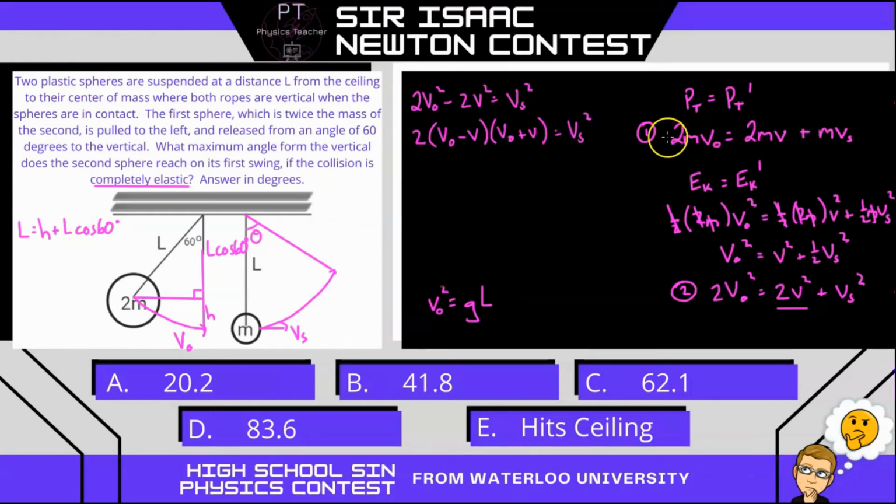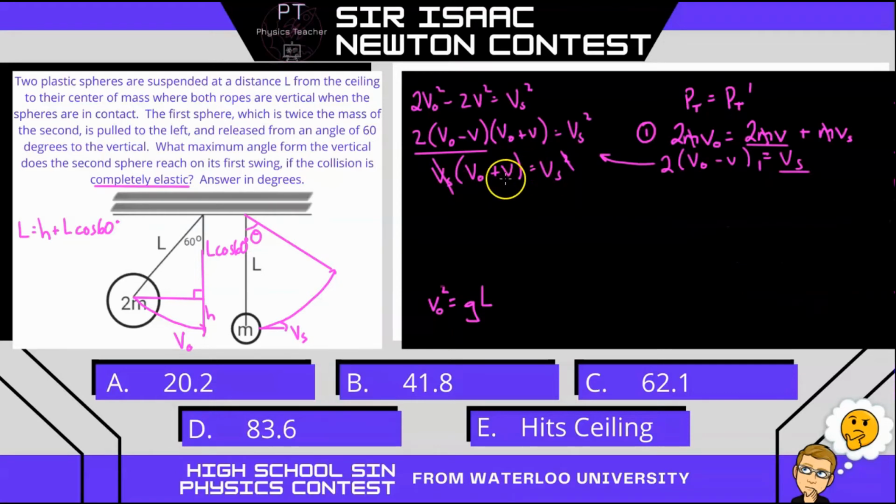And noticing from equation 1, what I can do is cancel out the mass terms, but also I'm going to bring this term to the other side of the equation and factor out a 2. So we'll have 2 times v naught minus v equals vs. So 2 times v naught minus v, that's right here. So I can substitute vs right into that equation there. So I will get vs times v naught plus v equals vs squared. So one of these will then cancel. And we are left with vs equals v naught plus v.